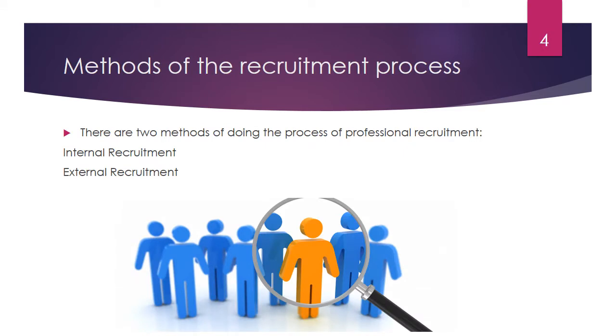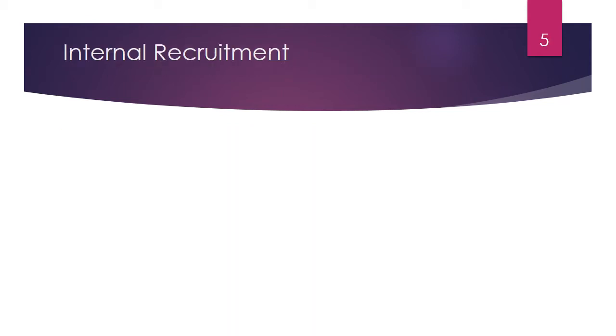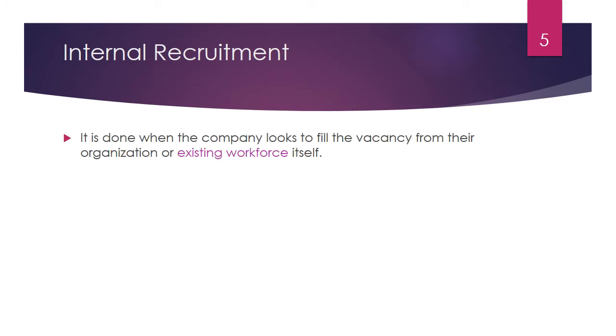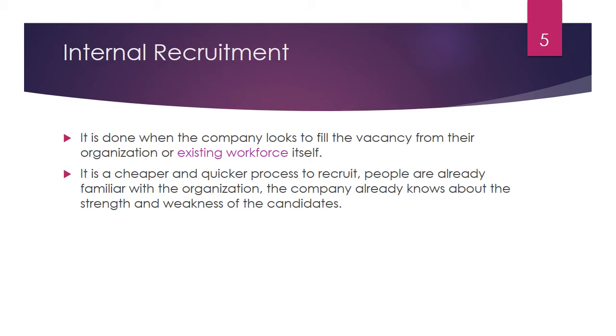Methods of the recruitment process. There are two methods of doing the process of professional recruitment. First, internal recruitment. Second, external recruitment. What is internal recruitment? It is done when the company looks to fill the vacancy from within their organization or existing workforce itself. It is a cheaper and quicker process to recruit. People are already familiar with the organization. The company already knows about the strengths and weaknesses of the candidates.